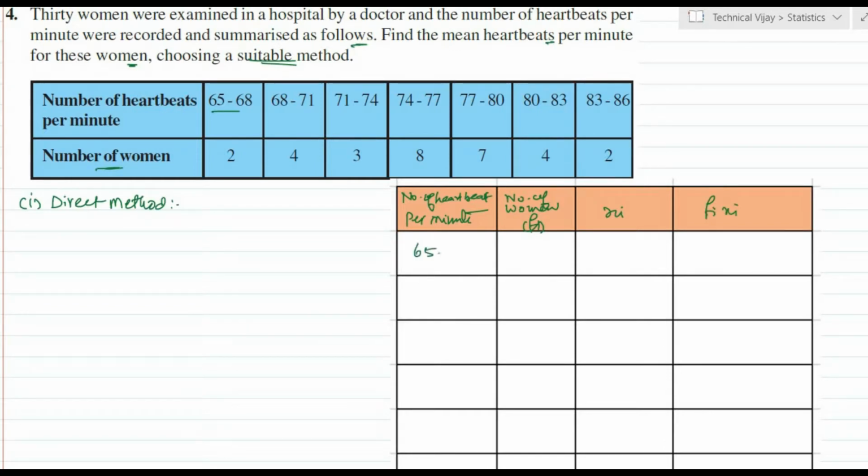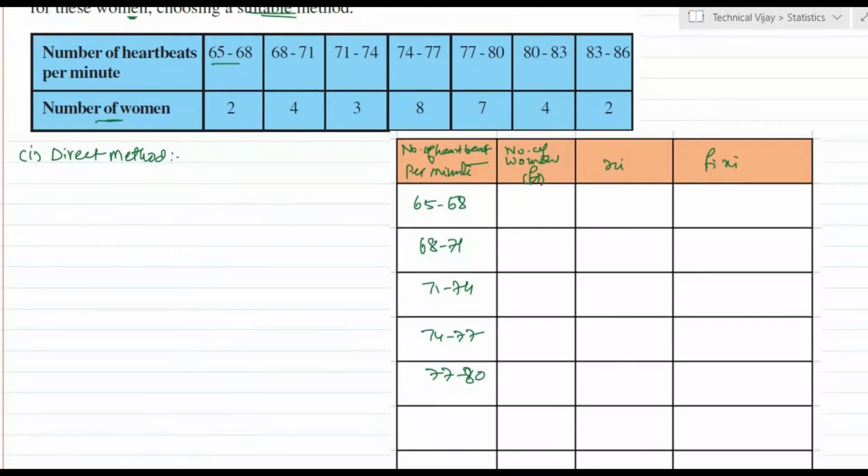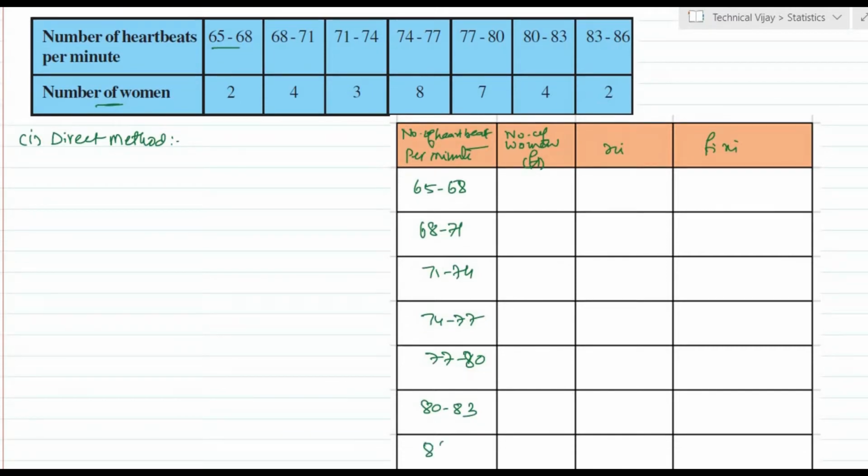So 65 to 68, 68 to 71, 71 to 74, 74 to 77, 77 to 80, 80 to 83, and here 83 to 86. So here number of women: 2, 4, 3, 8, 7, 4, 2.